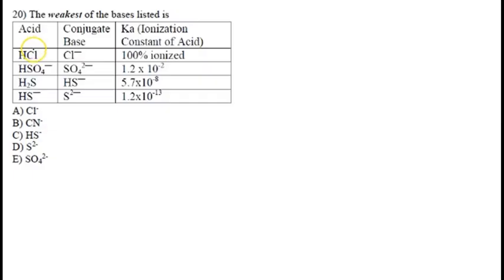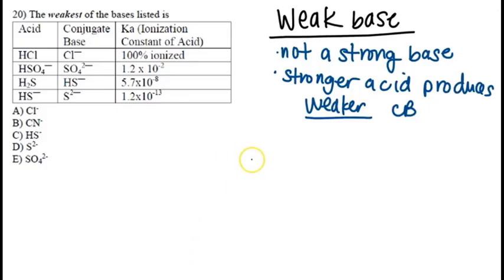And finally, for question number 20, it states the weakest of the bases listed is, and it gives us this entire table of all these acids, their conjugate bases, and their Ka values. So they want to know what's the weakest base listed. So what do we know about weak bases? First, we know that they're not strong bases. And why am I saying that first?